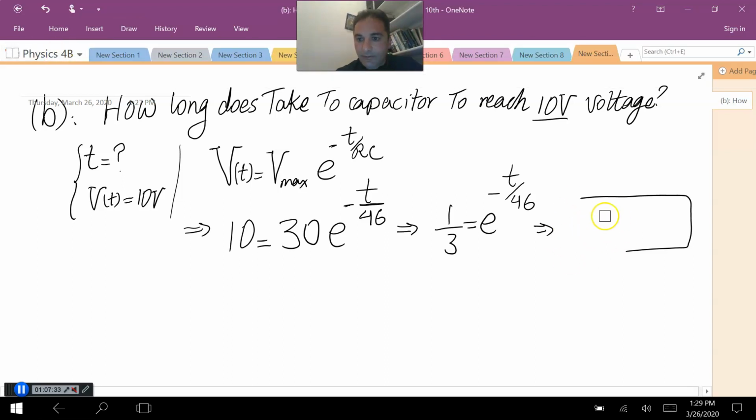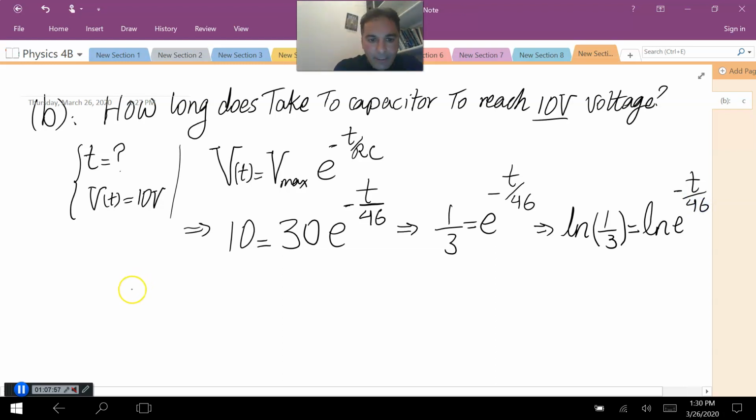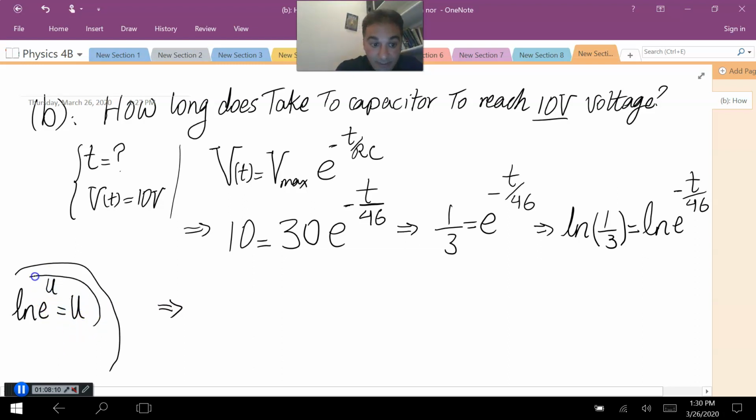Maybe some students want to see how we derive this. Look, guys, what you need to do, you have to take a natural log. ln 1 over 3 is equal with ln e to the power of negative t over 46, correct? Now, if you do that, you also know this one: ln e to the power of u, the answer is u. So we will use this.